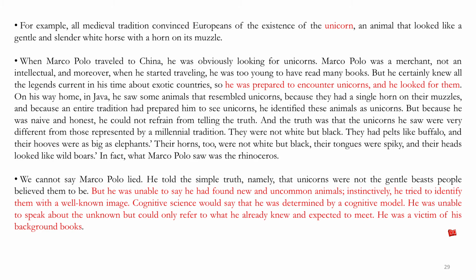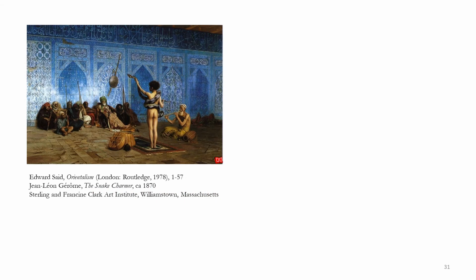But he was unable to say that he had found new and uncommon animals. Instinctively, he tried to identify them with a well-known image. Cognitive science would say that he was determined by a cognitive model. He was unable to speak about the unknown, but could only refer to what he already knew and expected to meet. He was a victim of his background books, just like, I'm afraid, all of us. So we do carry books with us, and we are never innocent when perceiving new things.